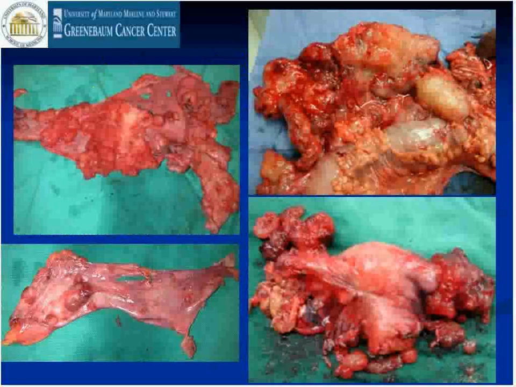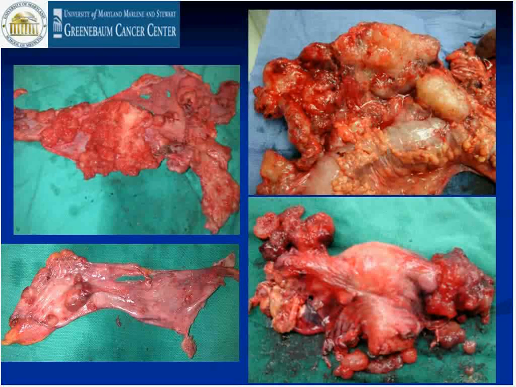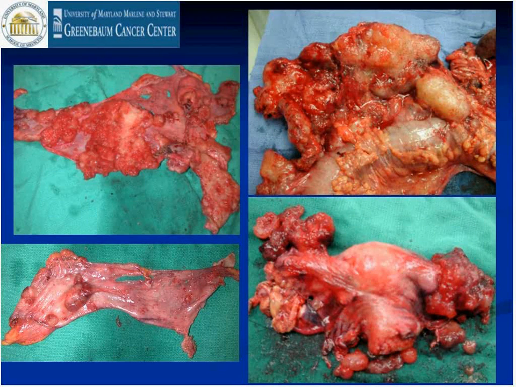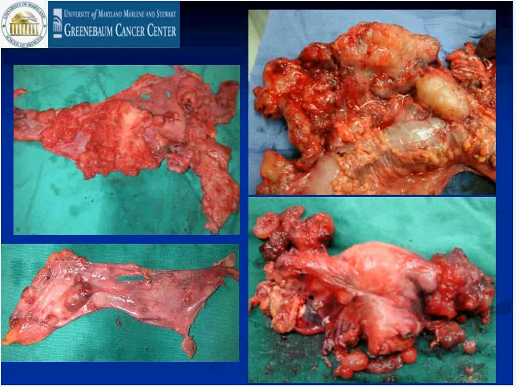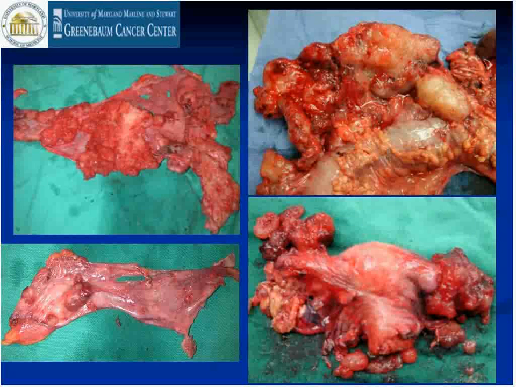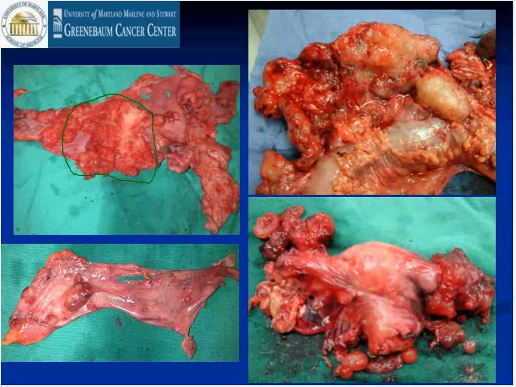You see here some examples of what carcinomatosis looks like. If you look at the upper left corner of the screen, this is a shot of the pelvis. This is a shot of the peritoneum resected from under the diaphragm, and you can see the tumor implantation on the diaphragm, which otherwise would normally look smooth, as you see in the picture down below.